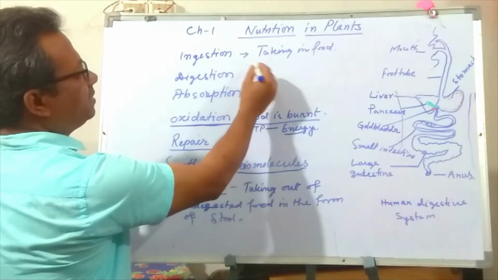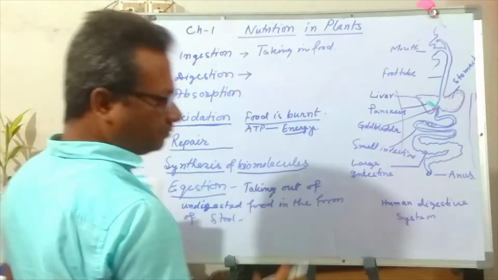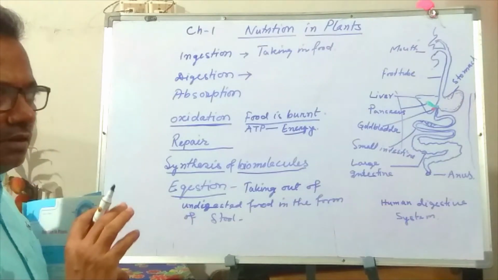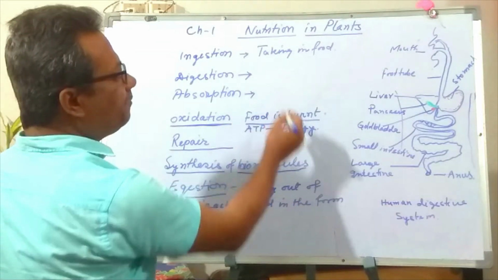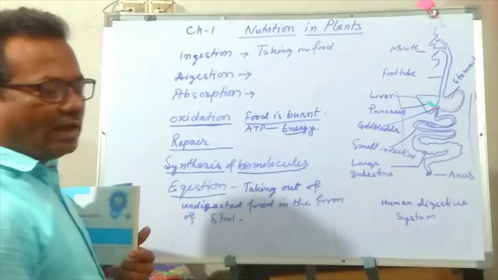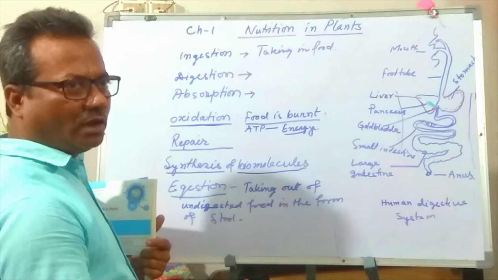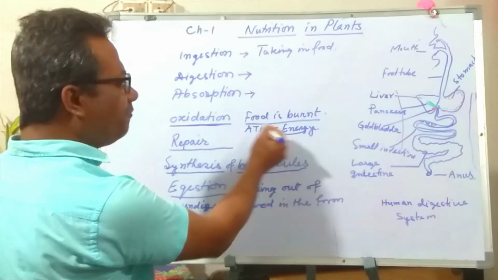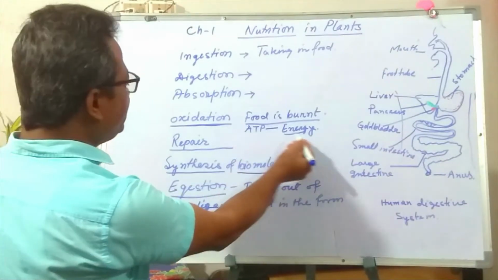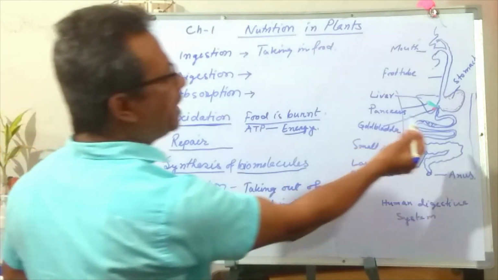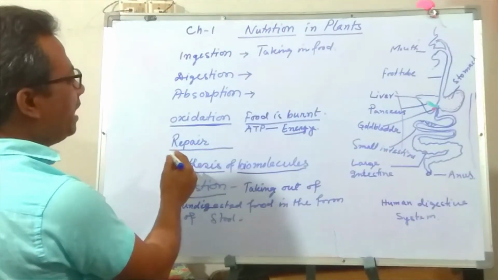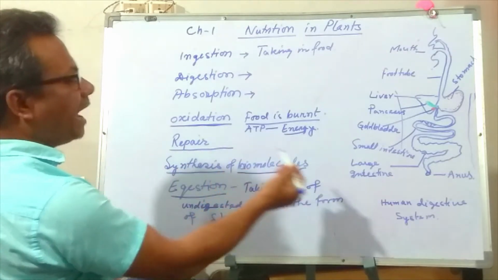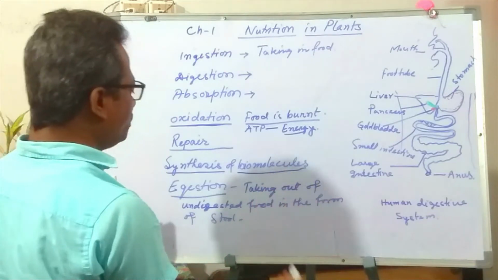So I told you about ingestion. Ingestion means taking in food. Digestion means breaking down of the large molecules of food into simple molecules of food. Then that simple molecule of food is absorbed by the blood and transported to the site of the kitchen, which is known as the cell, and there oxidation takes place. That means burning of food takes place, and energy is released along with carbon dioxide. This carbon dioxide is again carried by the blood to the lungs and expelled out, and the energy is utilized for repairing damaged body parts and synthesis of biomolecules, and the undigested part is released out through the anal port.